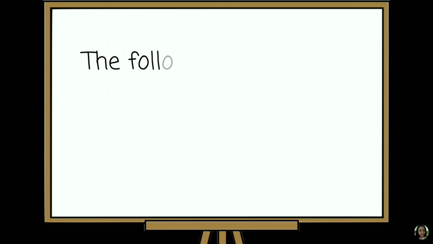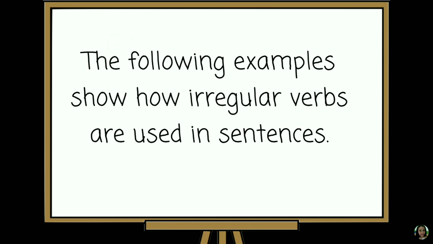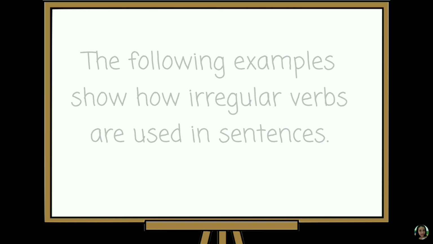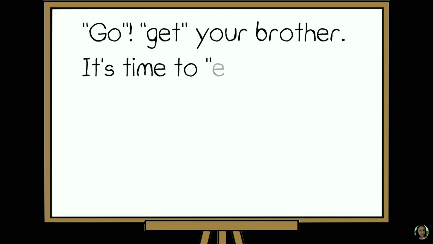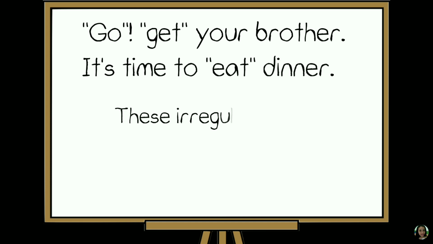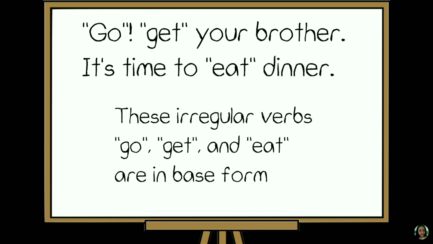The following examples show how irregular verbs are used in sentences. Some sentences contain more than one example. Go get your brother. It's time to eat dinner. These irregular verbs go, get, and eat are in base form.